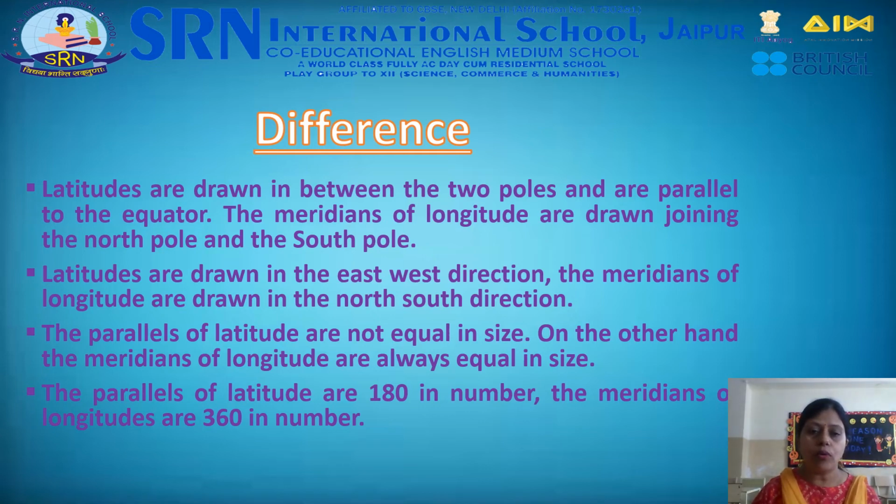The parallels of latitude are not equal in size. On the other hand, the meridians of longitude are always equal in size. The parallels of latitude are 180 in number. The meridians of longitude are 360 in number.